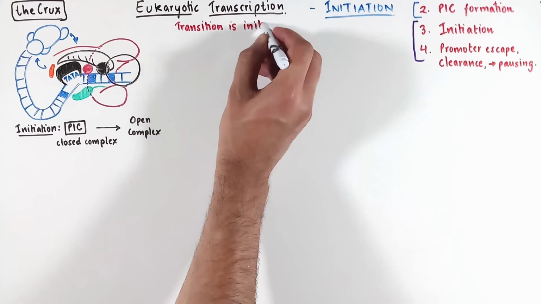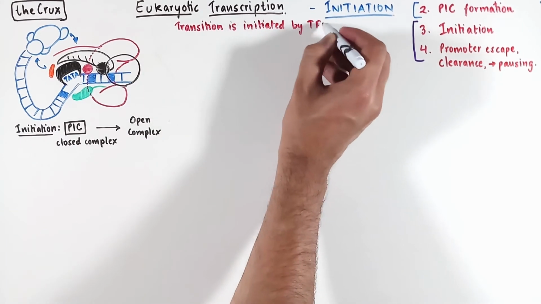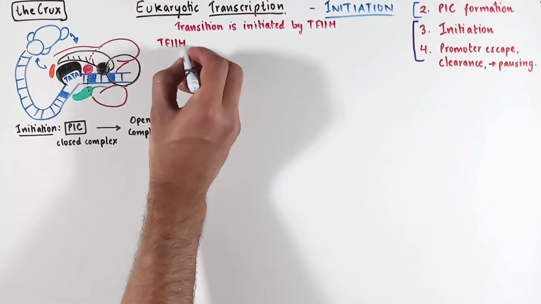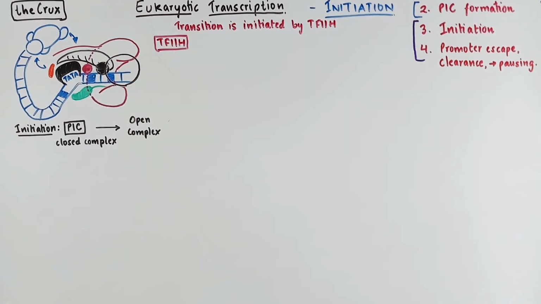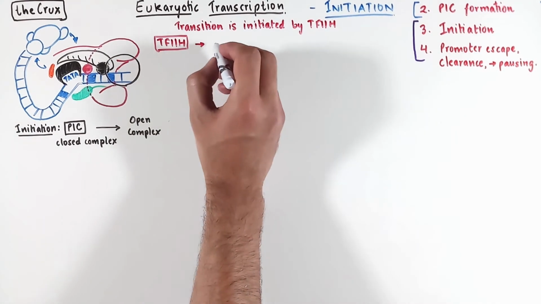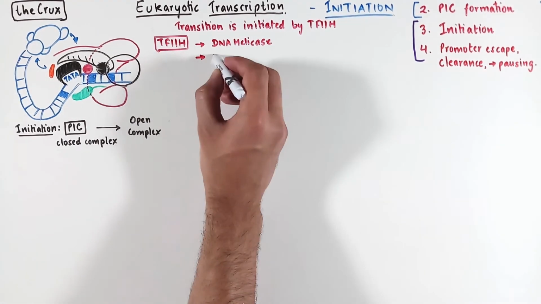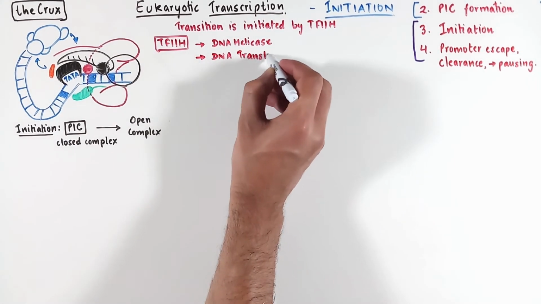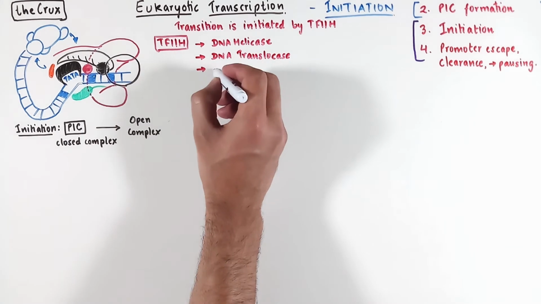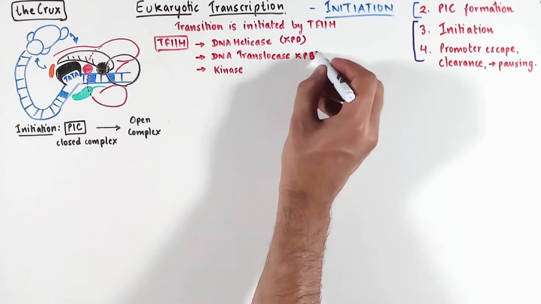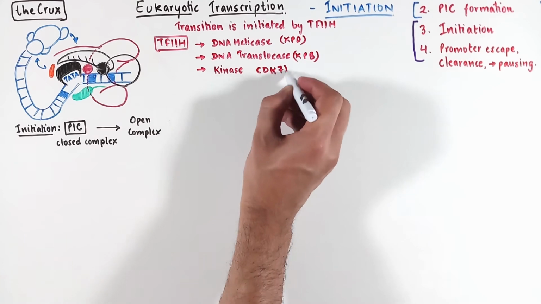The answer is that it happens due to the activity of TF2H. TF2H, as we just said before, is the most complex GTF of all. And to add details to its structure and functional capacity, it consists of 3 independent subunits. That is a DNA helicase, a DNA translocase, and a kinase. In humans, these individual subunits or proteins are usually referred to as XPD, XPB, and CDK7.